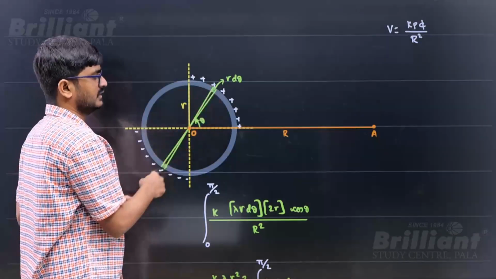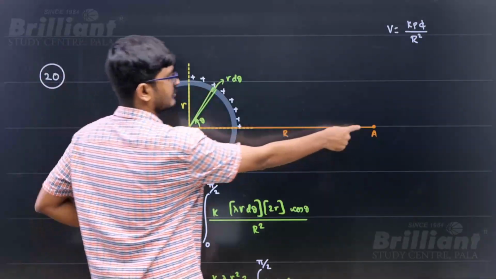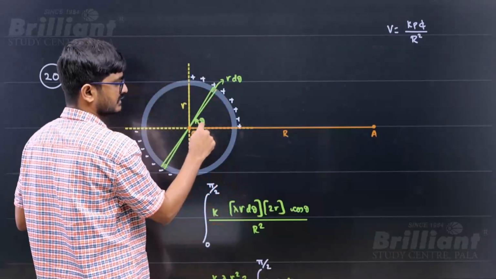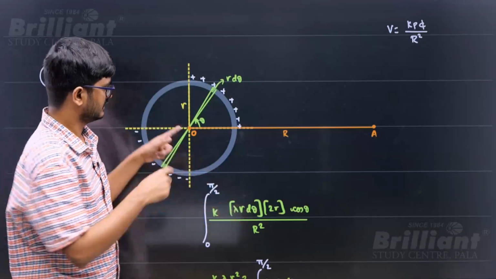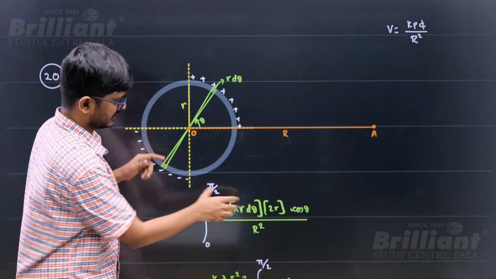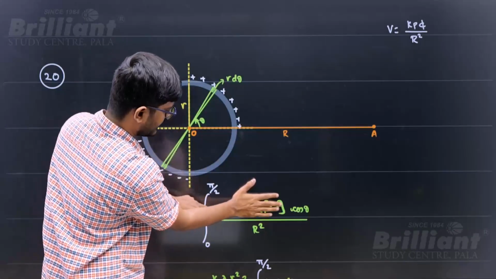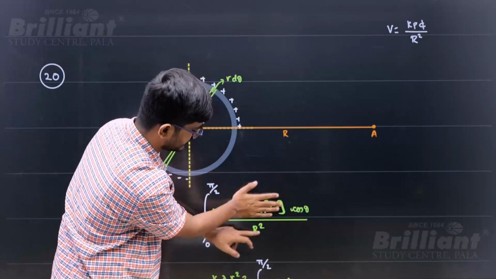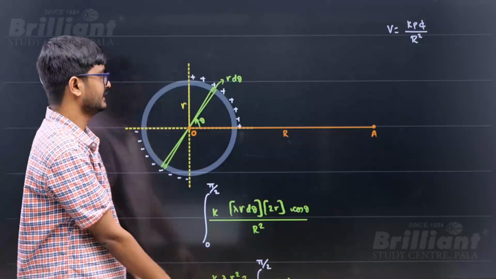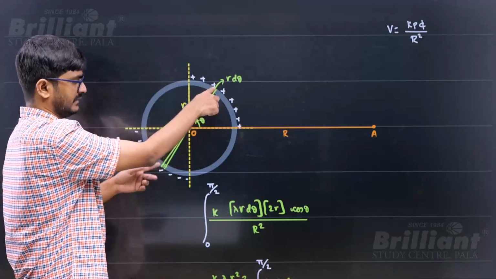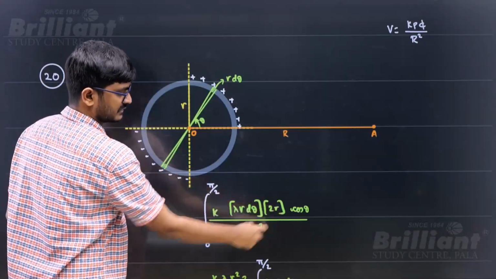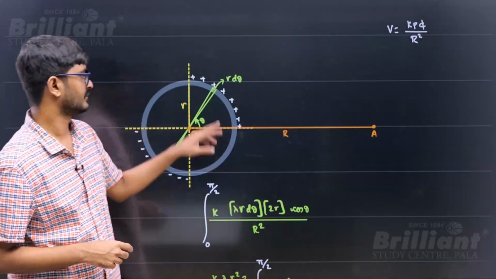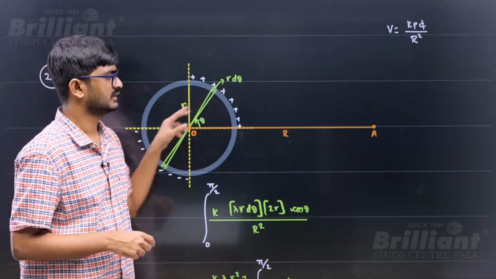If this dipole moment is P, then the potential here will be K into P cos theta by this distance square. But how to find P? P is the magnitude of the charge into the distance between them. So this is the dipole moment, and this is the potential because of this dipole.